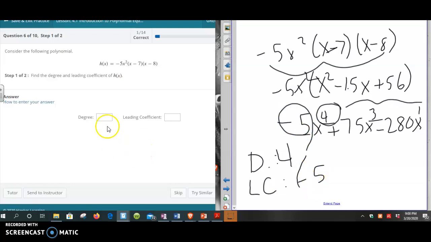So let's put those in Hawks and see what part 2 yields us. And I'll make sure to hit the submit button instead of skip. That's what happened to me last time. So it's going to be negative 5. So let's go over here.